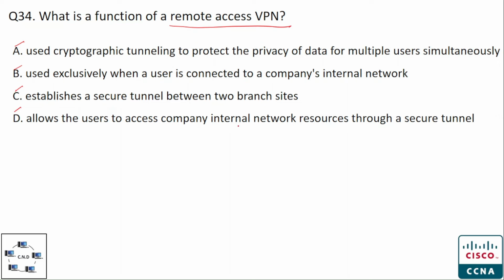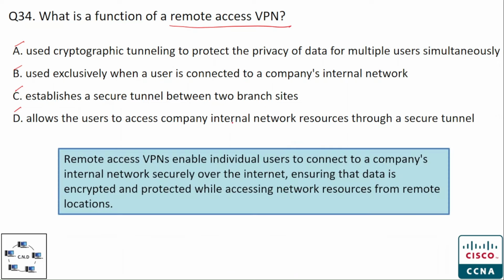And the correct option is option D. The remote access VPN allows the user to access company internal network resources through a secure tunnel. So remote access VPNs enable individual users to connect to a company's internal network securely over the internet, ensuring that data is encrypted and protected while accessing network resources from a remote location.